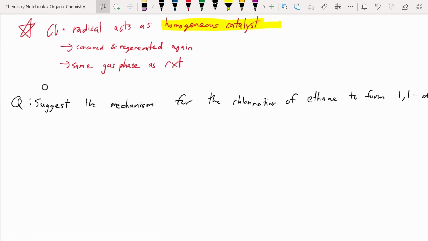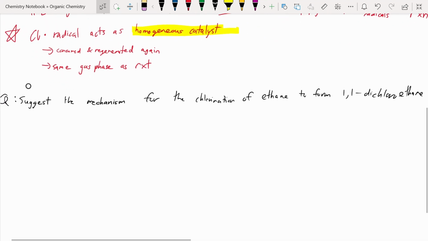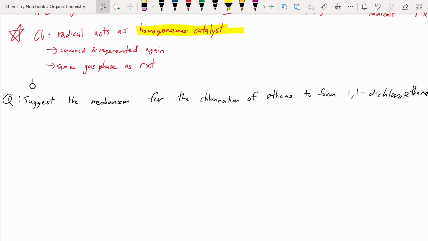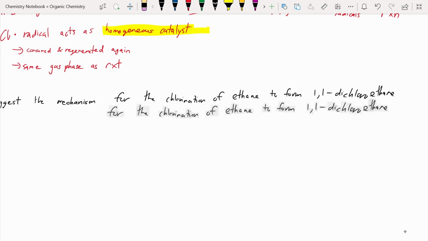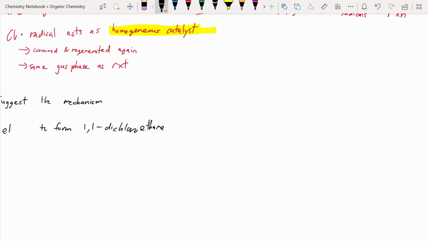Okay, so as you can see right here, suggest a mechanism for the chlorination of ethane to form 1,1-dichloroethane. Let me shift this right here. I do not need a huge space.